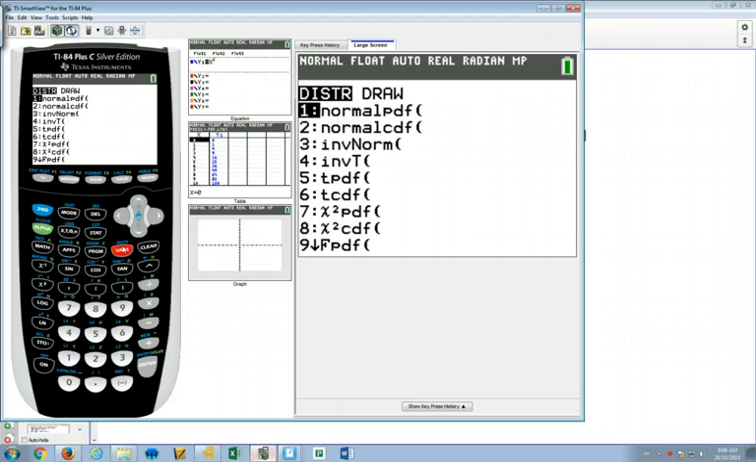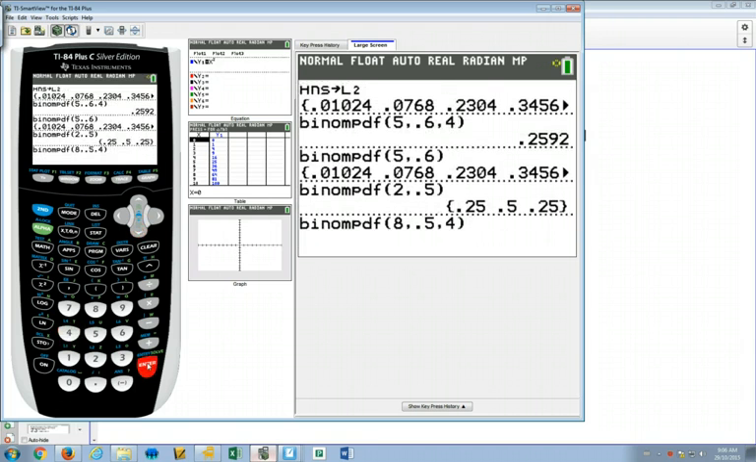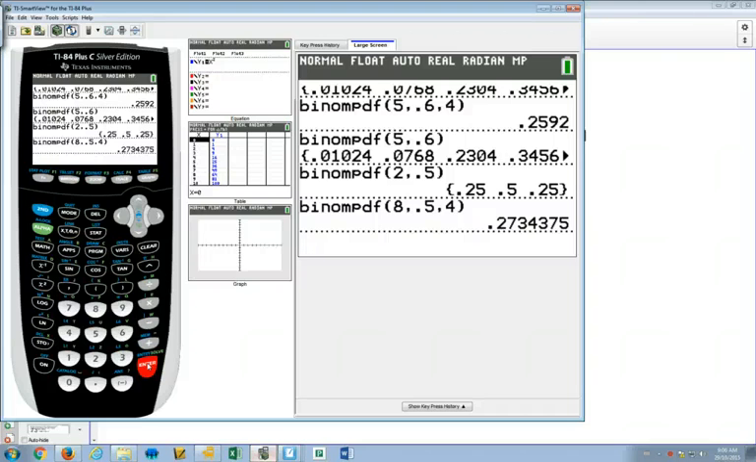You can play around with. I'm now going to move it up to 8 trials. I could find out specifically, what are my chances of getting 4? Is it still 50%? No. It's quite a bit less. 27% chance.